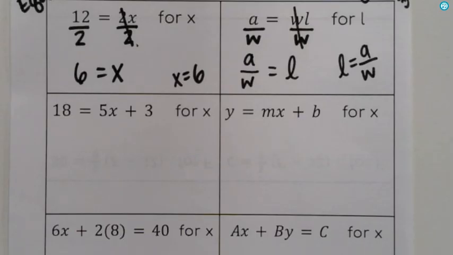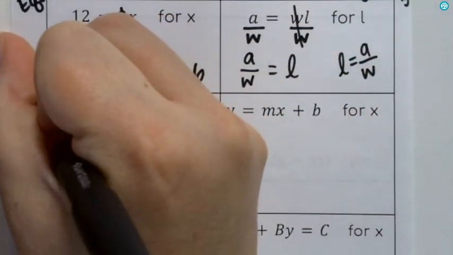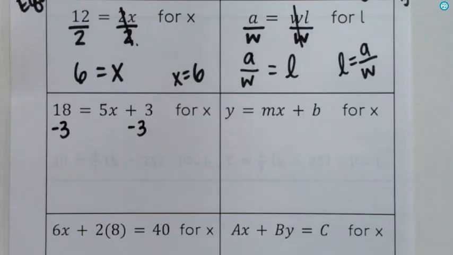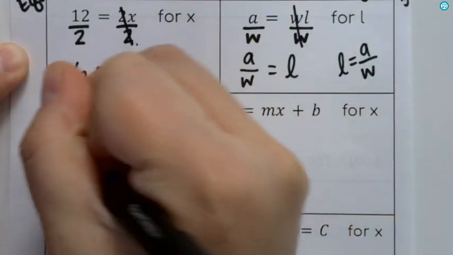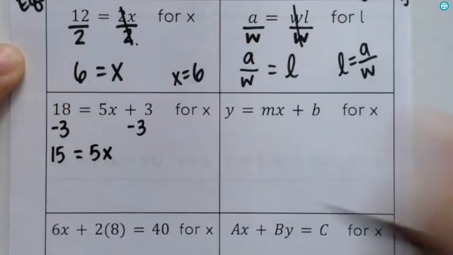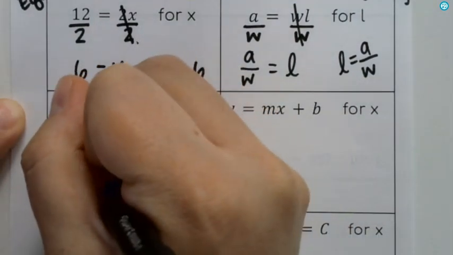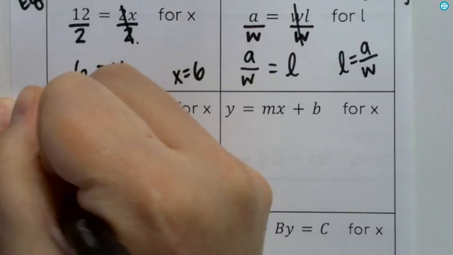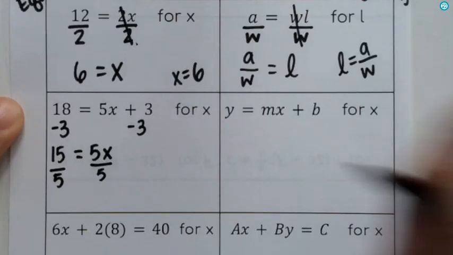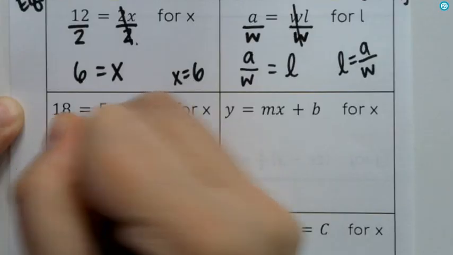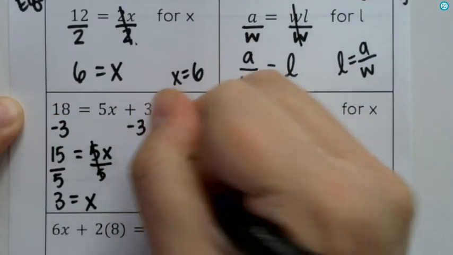The first thing I'm going to do in an equation that looks like this is subtract this 3. So 18 minus 3 is 15. So now I've got 15 equals 5x. And then my last step is the same. To get rid of that 5, I'm going to divide both sides by 5. 15 divided by 5 is 3. So I get 3 equals x, or I can flip that around to be x equals 3.